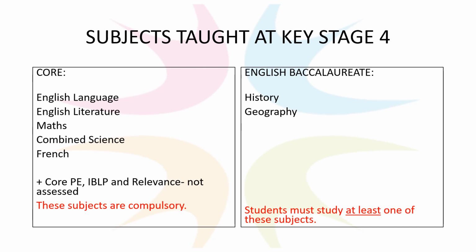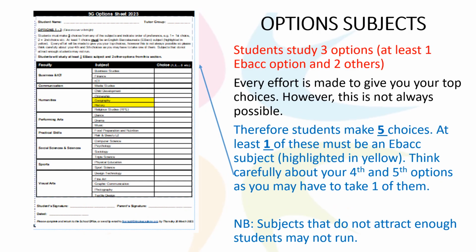On the right hand side, you've got your EBAC subjects, and you need to choose at least one of these, history or geography, as an option subject, although of course you can choose both of them if you wish.